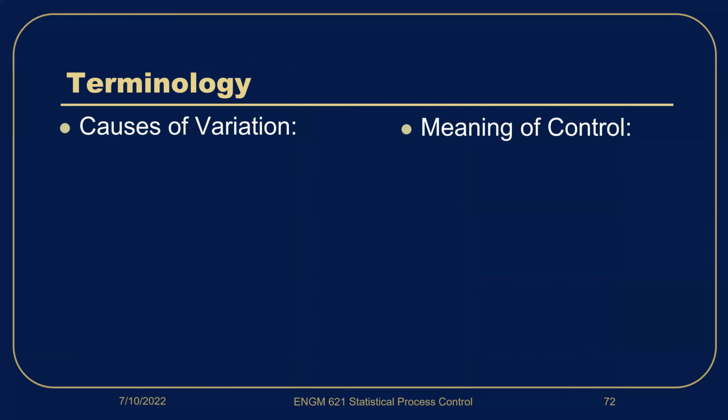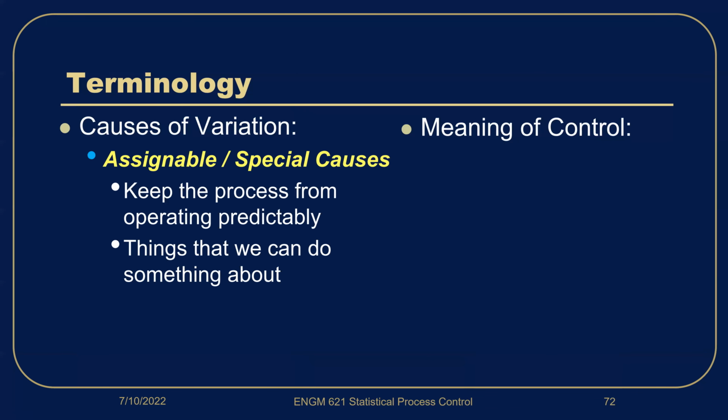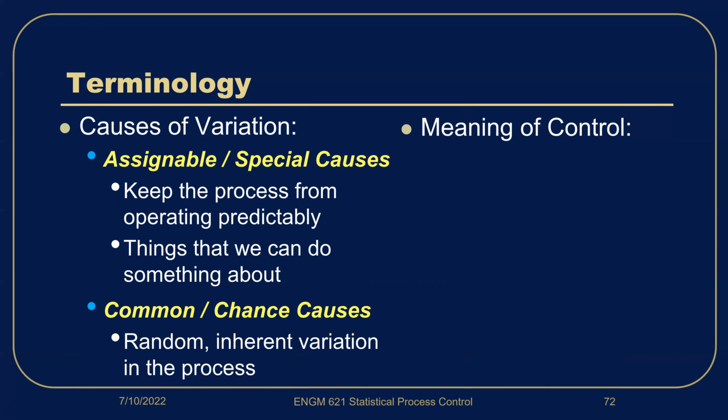Before we continue to learn the statistical basics for X-bar chart and R chart, let's first review the relevant terminology. There are two causes of variations: assignable causes or special causes keep the process from operating predictably. Those are the things that we can do something about. Chance causes or common causes are random, inherent variations in the process, so we may not eliminate them.